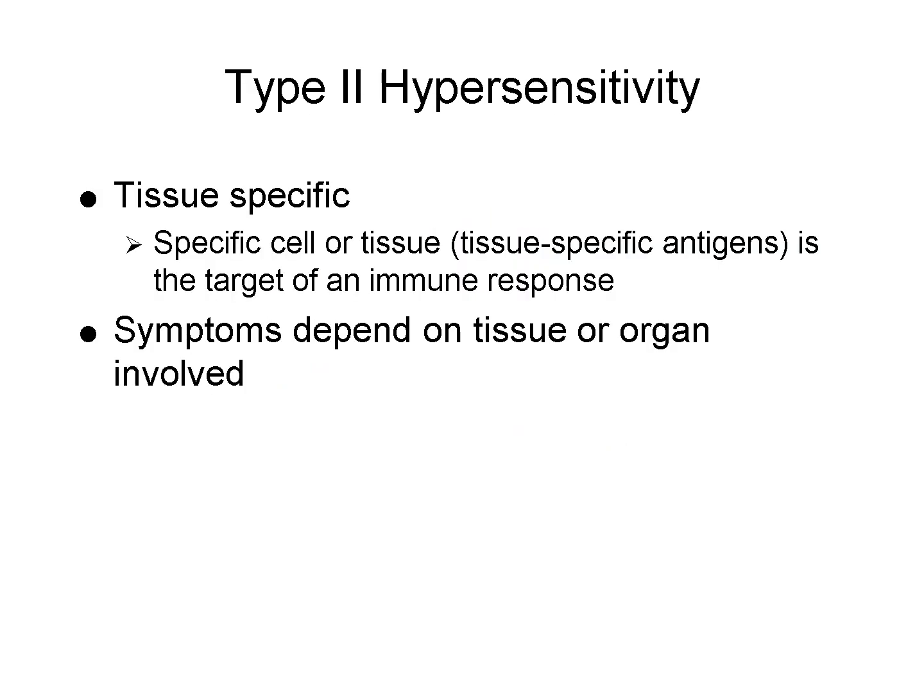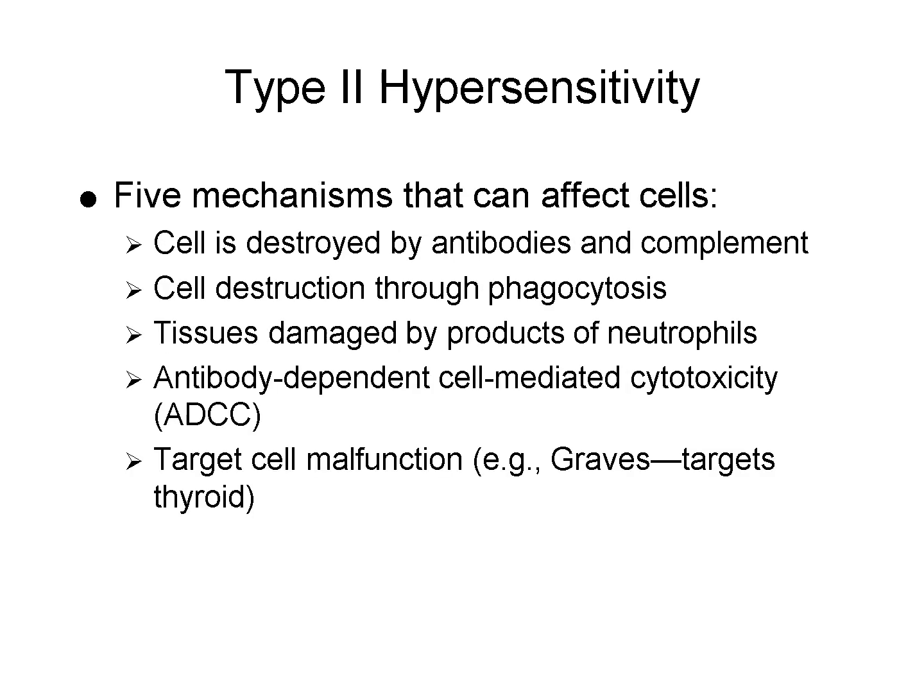Type II hypersensitivity reactions are tissue-specific, meaning that the immune system mistakenly targets and damages particular cells or tissues. The symptoms and clinical consequences of these reactions depend entirely on which tissues are affected. This type of hypersensitivity can be highly localized, but often causes serious functional disruption. There are 5 major mechanisms of tissue damage in type II hypersensitivity.